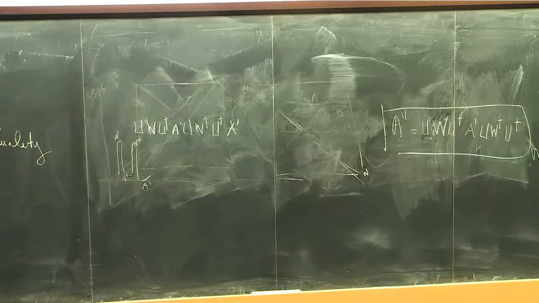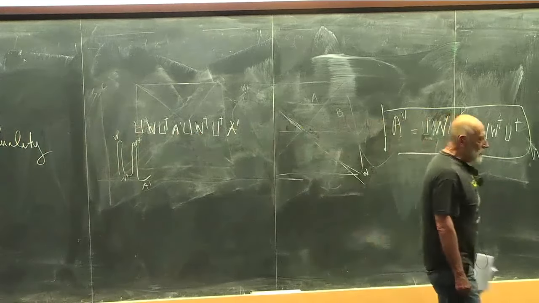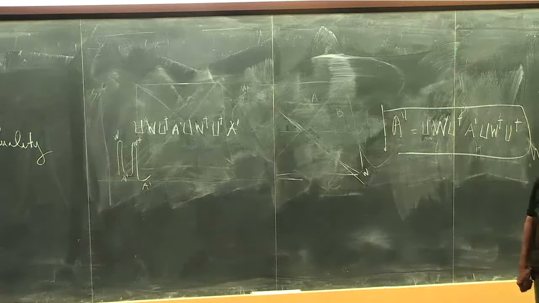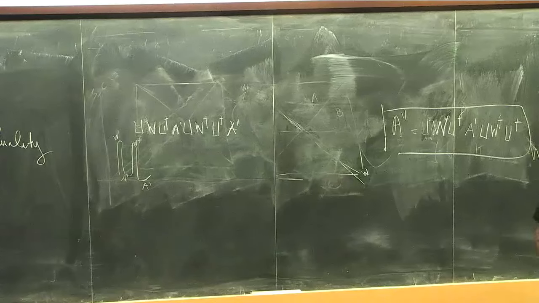But let me, I don't understand. Was A prime defined acting on any state except the thermofield double? It's defined on any state, but it's only the relevant thing that represents A on that state. It's a Schrodinger picture operator, so it's an operator.